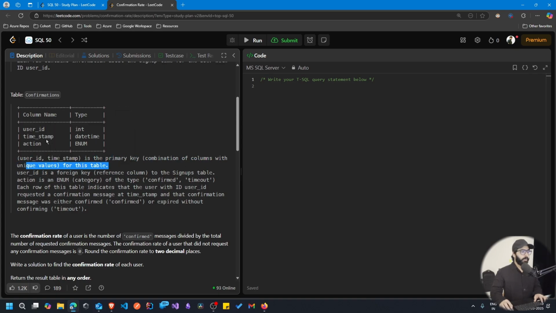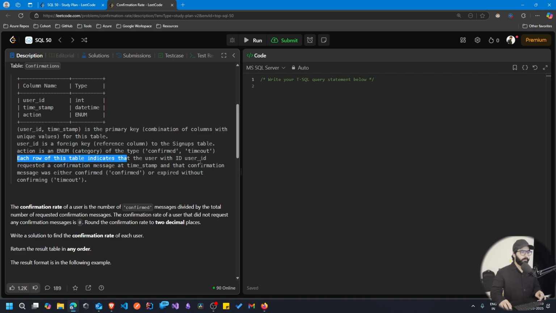Okay, and your user ID is the foreign key, referencing the signup table. Cool. Action is an enum category, confirmed or timeout. Each row of this table indicates that the user with that user ID requested a confirmation message at a certain timestamp, and the confirmation message was either confirmed or expired with confirmation timeout. Okay, these are the enum values.